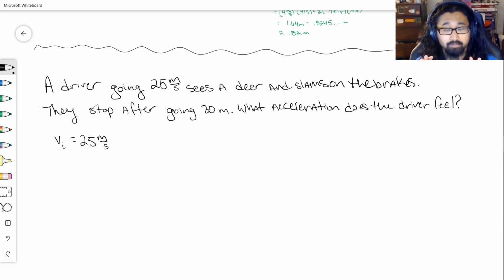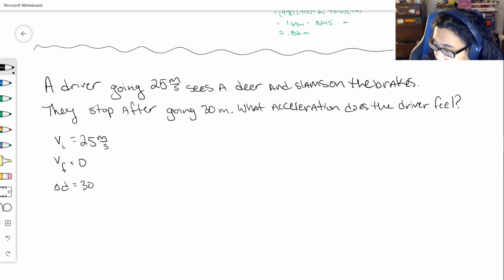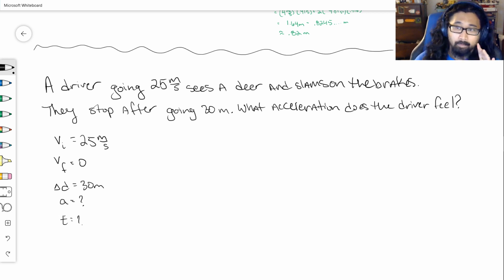They stop after going 30 meters. So at the end of this, we know that they are stopped. We know that the final velocity is 0, and we know that their change in distance is 30 meters. The question is, what acceleration does this driver feel? Previously, if we had wanted to solve this, we would need time. The problem is, we don't have a way to find time.